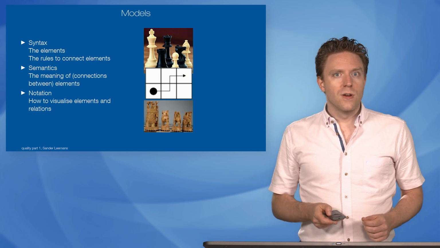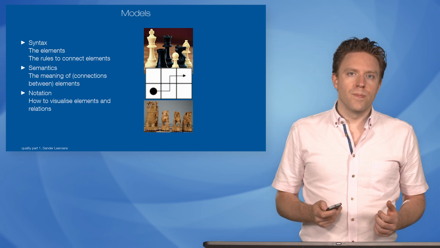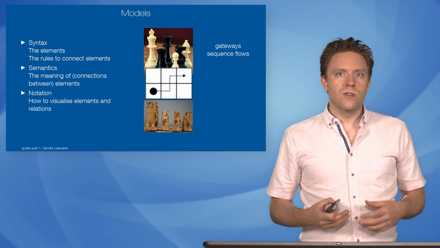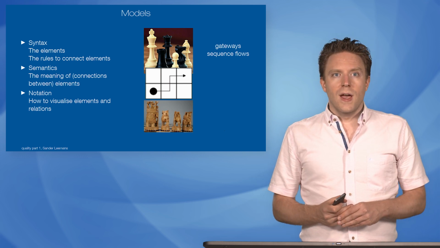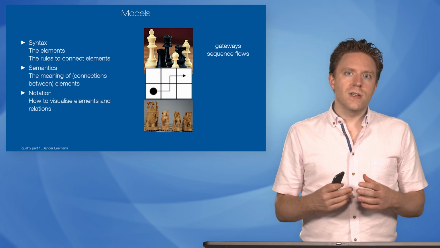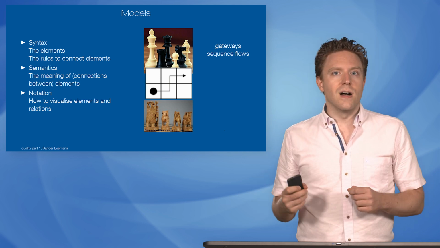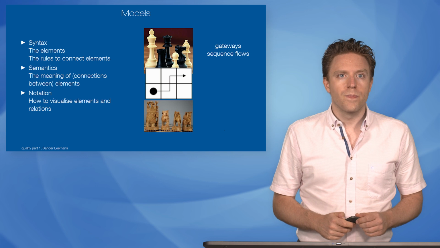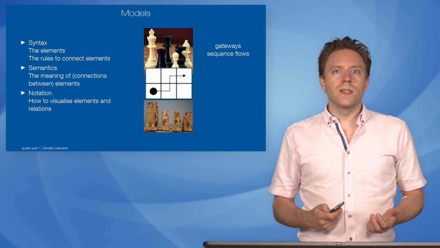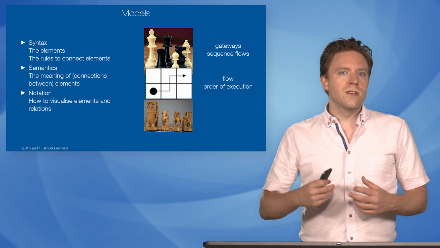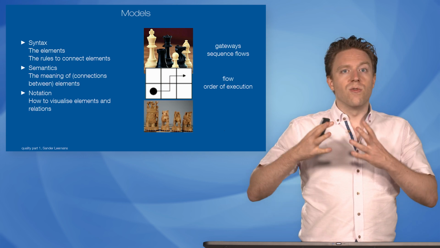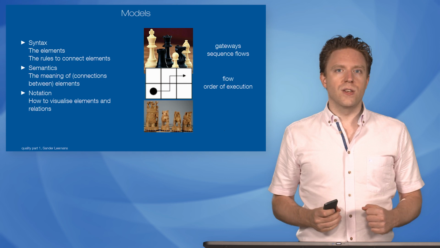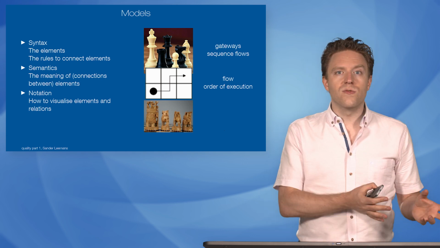In process models, we have these 3 elements as well. So we have the syntax, and for our BPMN language, this can be gateways or sequence flows, just to name 2 examples. And the rules to connect them are that you can connect sequence flows to gateways and tasks, but you cannot connect gateways to tasks directly. You need sequence flows. The semantics tell us what these things actually mean. So gateways represent changes in the flow of the process, while the sequence flows denote the order of execution and transport tokens from one place to the next.